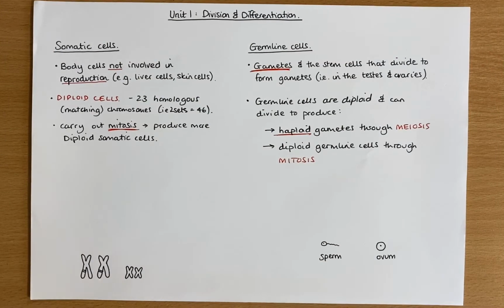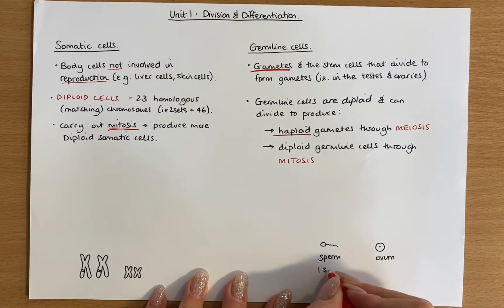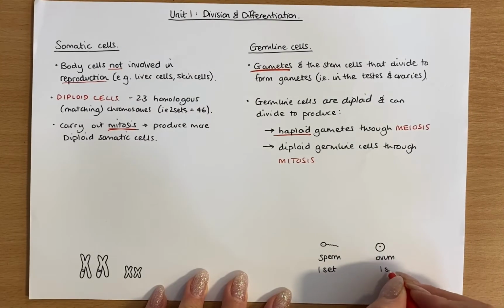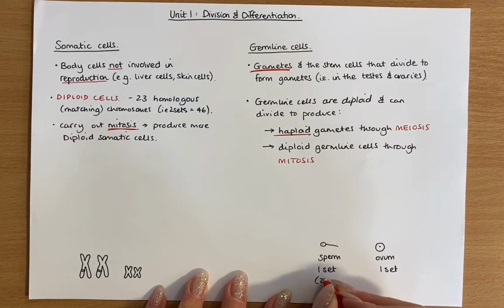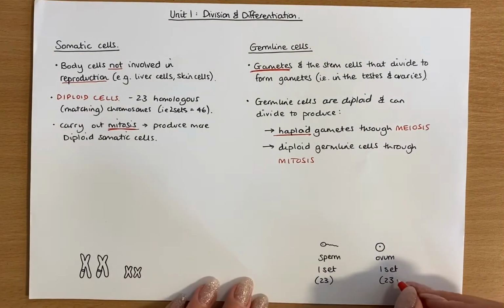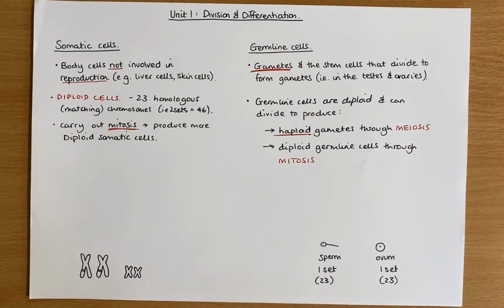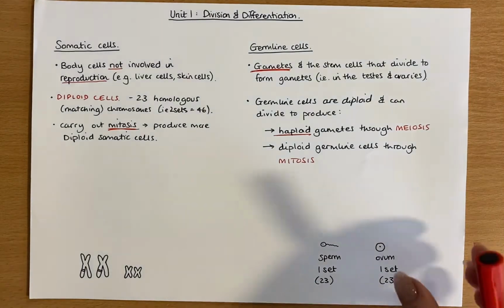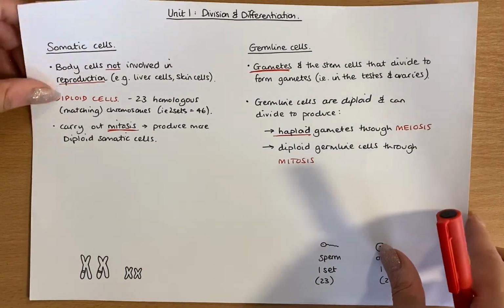Okay, so when we're talking about haploid gametes, then these have one set of chromosomes each, and therefore 23 chromosomes, so that when they combine and the nuclei of each of them combine through fertilization, then we get a full diploid zygote.